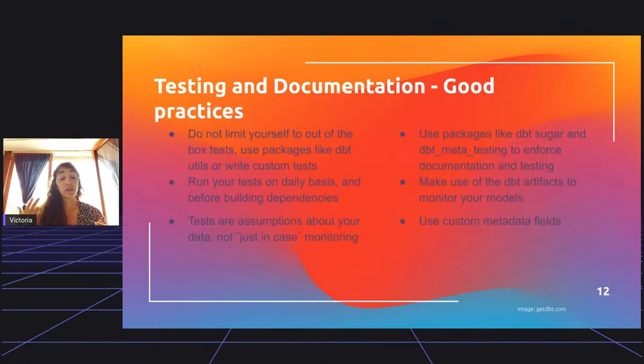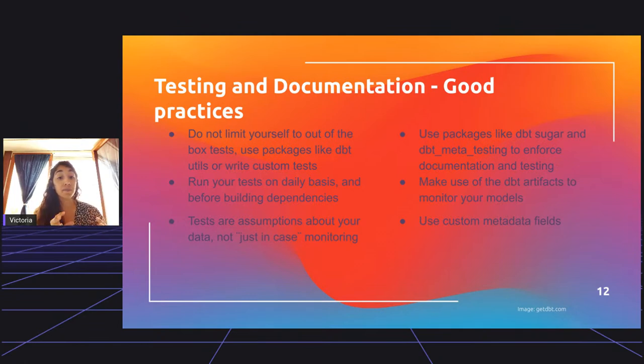DBT is going to give you three kinds of tests out of the box, but you can write your own and you can use packages. It will also help you to render the documentation that you write in there into a website where you will be able to see that and the DAG that I mentioned before. Some good practices here would be to use packages, definitely, and write your own tests. Make sure that you always have at least a non-null and unique test on your primary key. Run your tests on a daily basis, especially if you build models on top. Try to run those tests to make sure that you build only on good data.